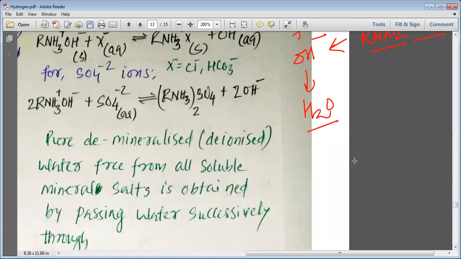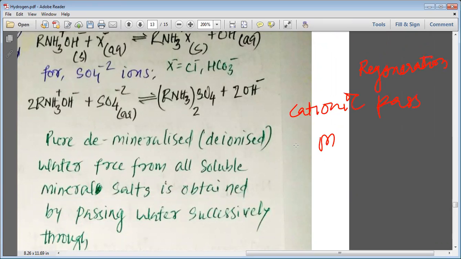Now we have the two various resins that we want to regenerate. So now we want to understand the process of regeneration. We have seen that after the cationic pass, we have R2M that is produced. And after the anionic pass, we may have RNH3 X minus that has been produced.